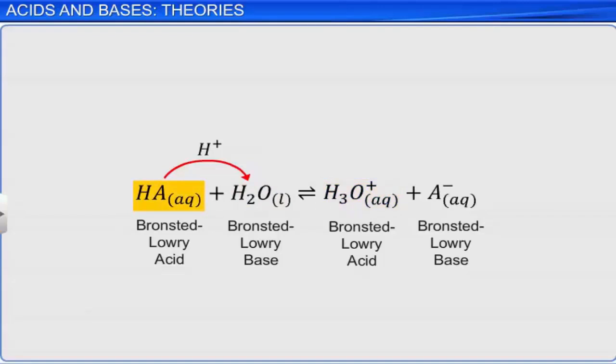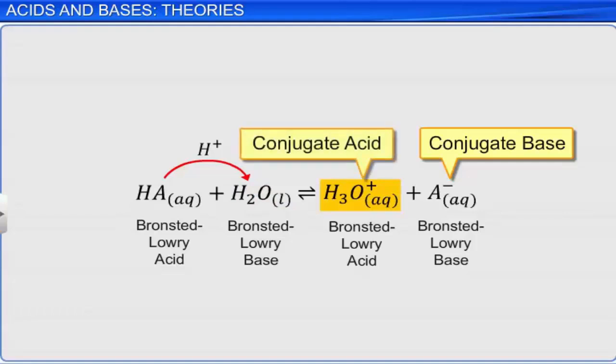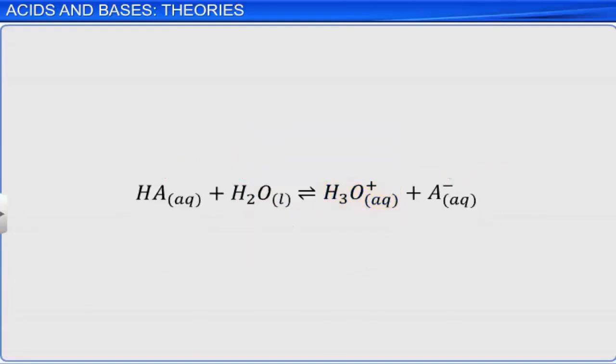The species that remains after an acid gives up its proton is called the conjugate base of that acid. Similarly, when a base accepts a proton, the resulting species is called the conjugate acid of that base. Thus, such a related pair of an acid and a base, which differ by a single proton, is called a conjugate acid-base pair.